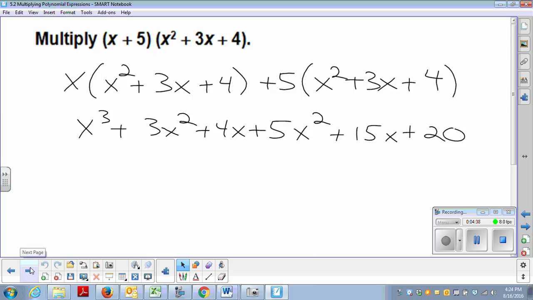The next thing I'm going to do is go ahead and find my like terms. Okay, I have a 3x squared, which is like terms with 5x squared. And I have a 4x, which is like terms with the 15x.